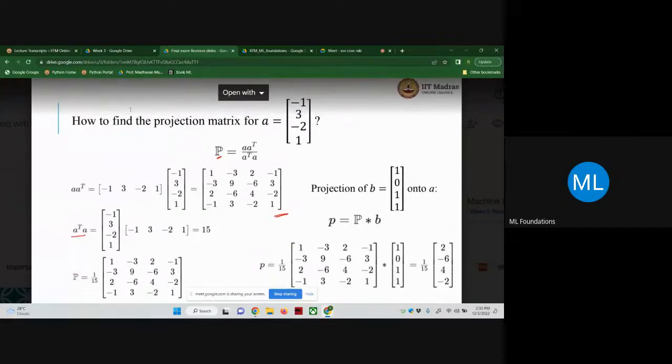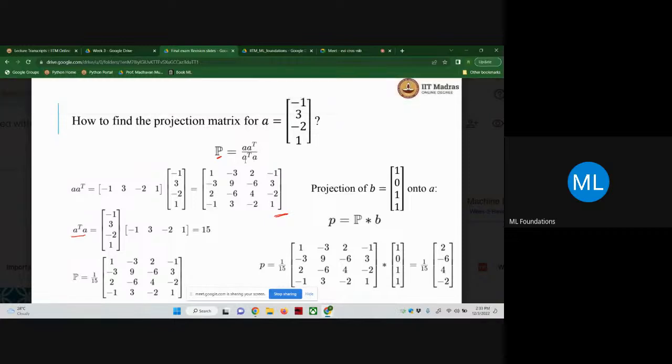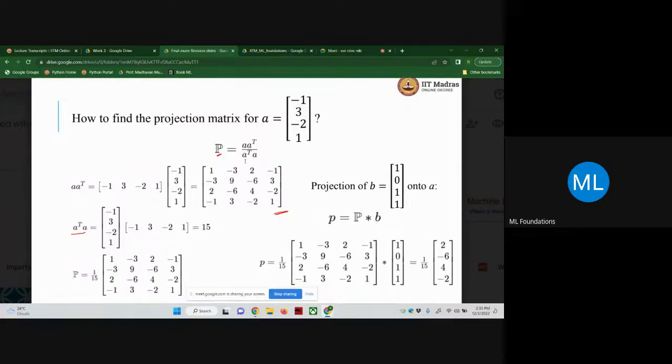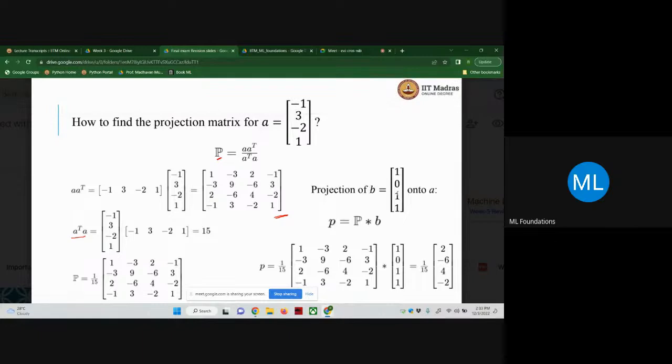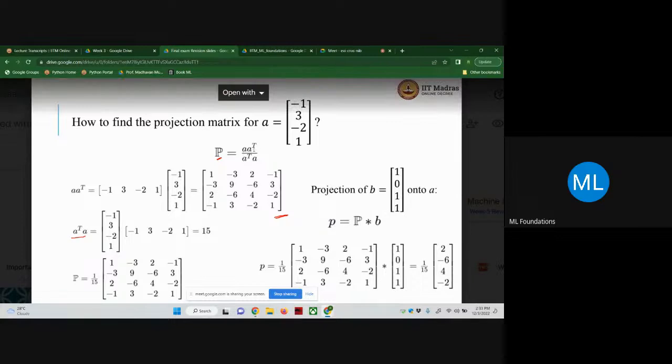Now here we are asked to find the projection matrix for A. This is just a computation one. We just need to do this A transpose by A transpose A. I will not be doing this, I hope you can do it. Once you find this A transpose by A transpose A, later for you to find the projection of B onto A, all you need to do is P times B, that is A transpose by A transpose A multiplied by B.